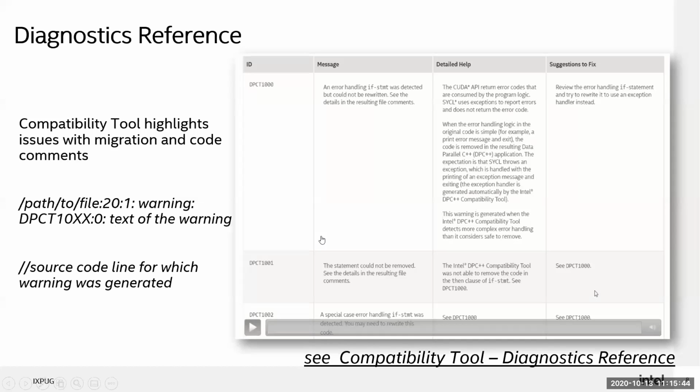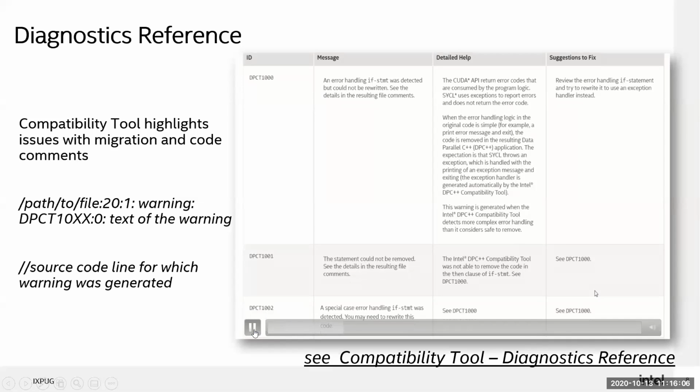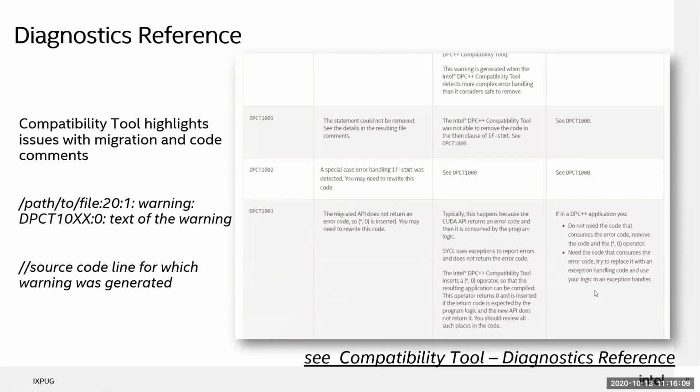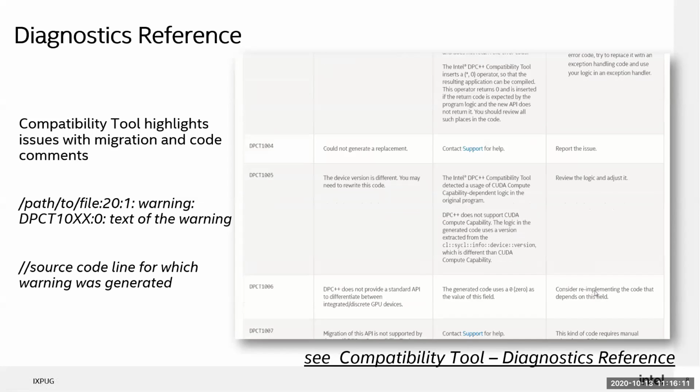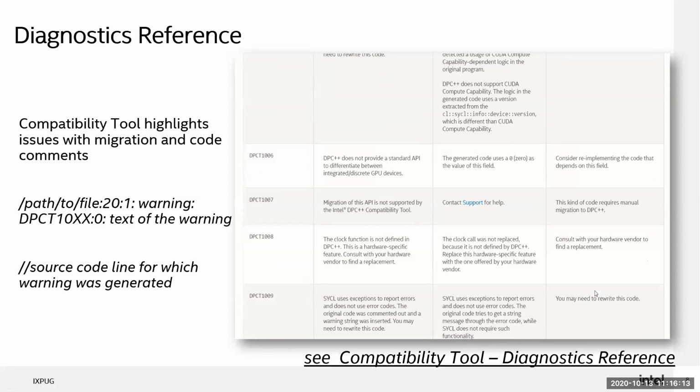On the right hand side, what you see is the diagnostic reference guide, which the compatibility tool team maintains, so that developers, when they see the diagnostic messages, can understand the message, and the compatibility tool provides some suggestions on how to fix those messages. As you see, this diagnostic reference guide has information for each of the messages, and how a developer would fix the message once they see this.